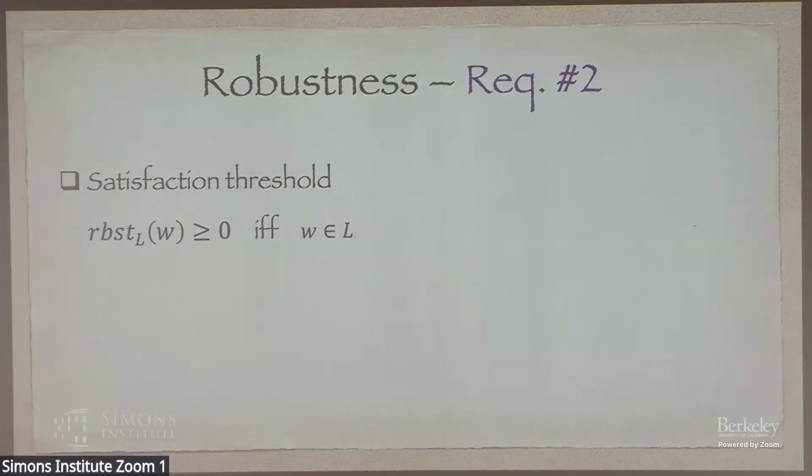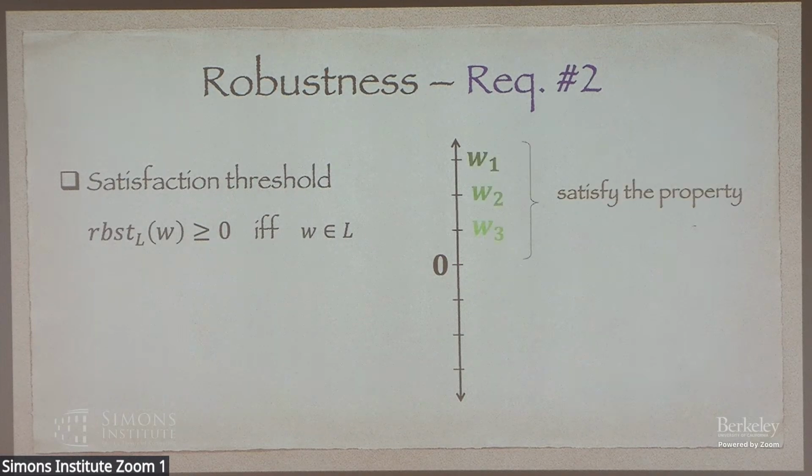So what we demand is that there is some satisfaction threshold, right? If we look at the linear order and we call one of the elements 0, then the satisfying words are above this element, and the words that do not satisfy are below this.